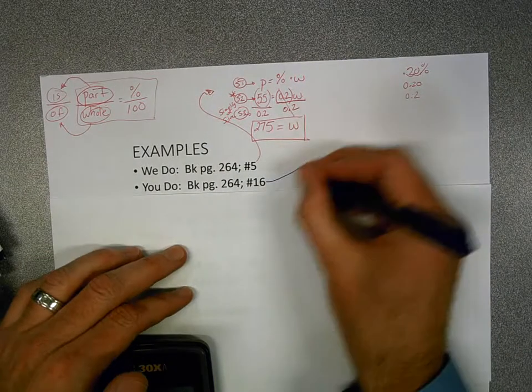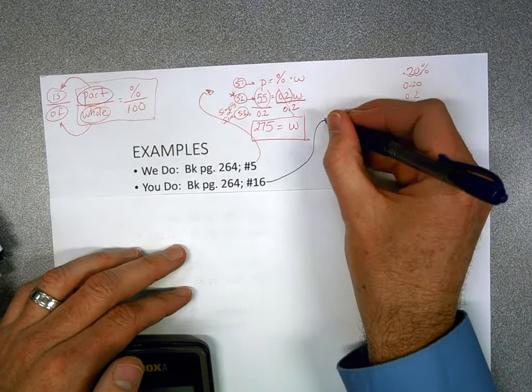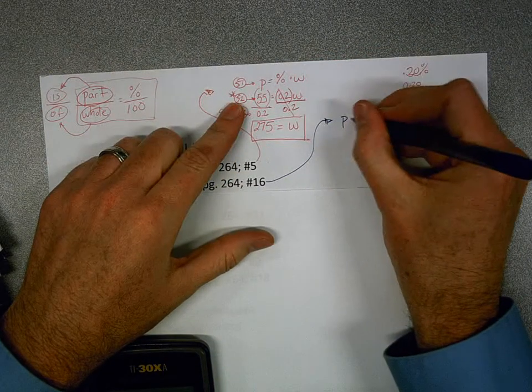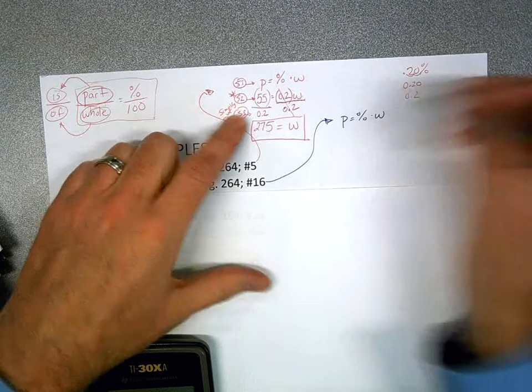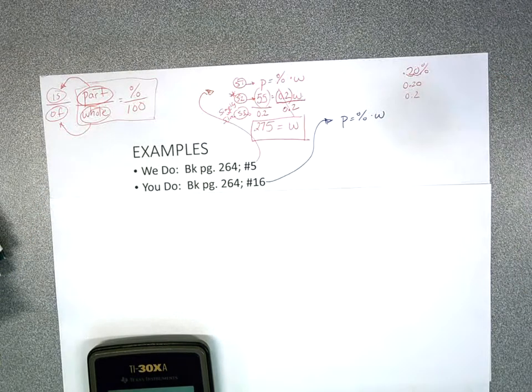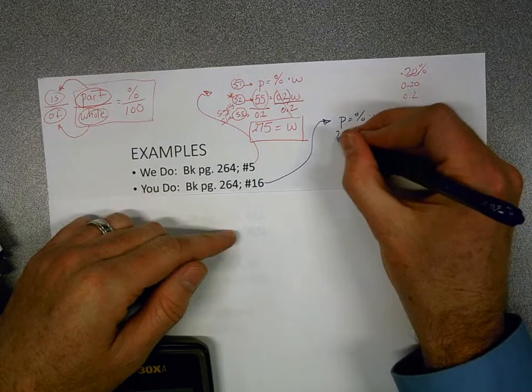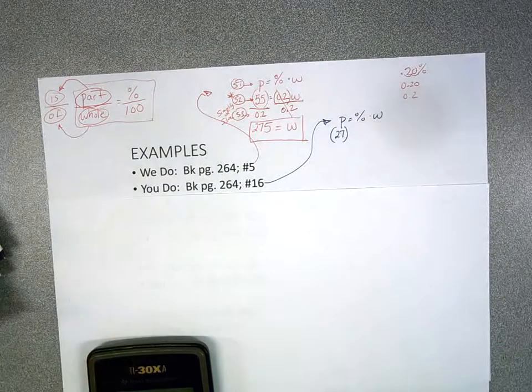Okay, here we go. Problem number 16. I'm going to follow the same steps. Part equals percent times the whole. I'm plugging in my numbers. Same directions, and it says 27 is 10% of what number? 27 is the "is," meaning it's the part. That's where I'm putting it, just like the last problem we did together.